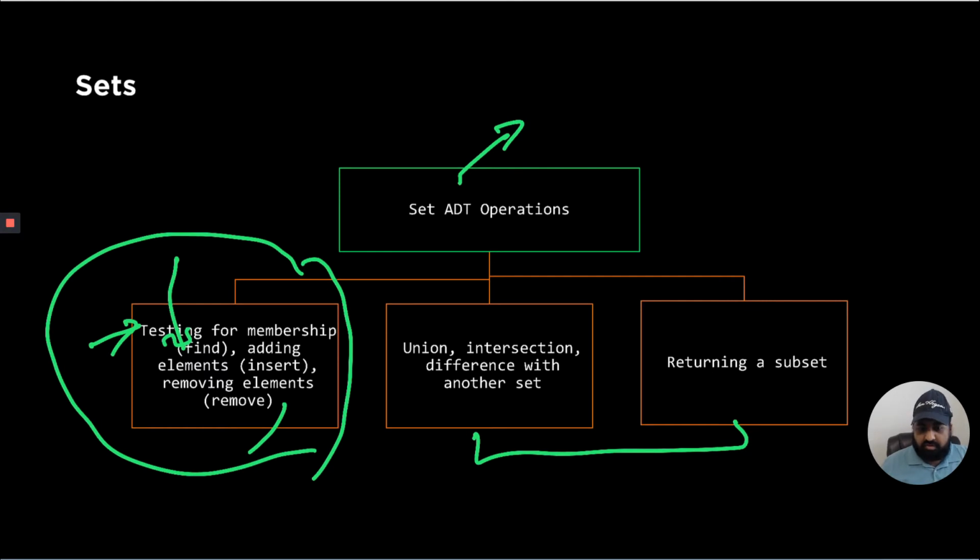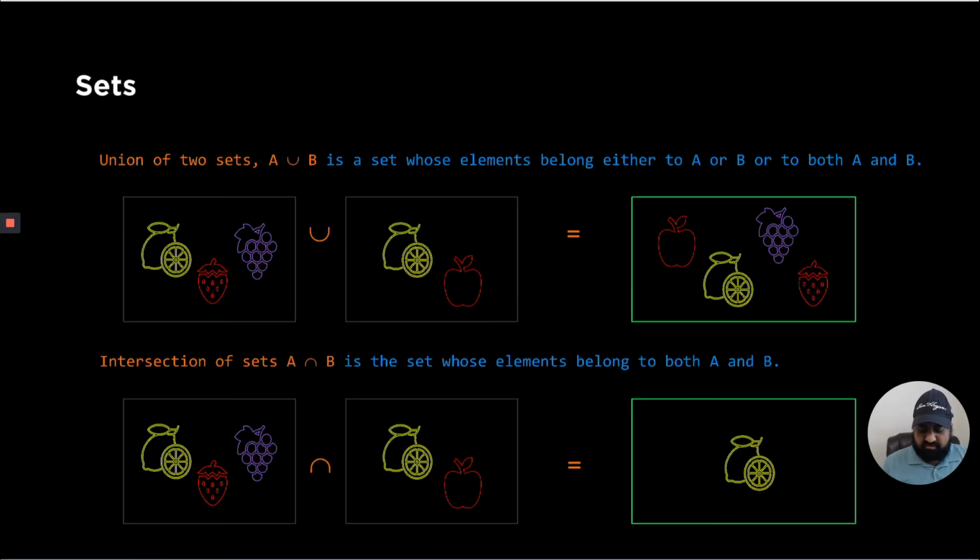But you should know what is union, intersection, difference between two sets, as well as what returning a subset means. So I'm going to discuss each of these operations because let's say in the exams, you might be asked to implement: how would you find the union of two sets? How would you find an intersection of two sets? Given you are implementing each set by one of the mechanisms we are going to discuss in the upcoming slides. So let's talk about these other operations.